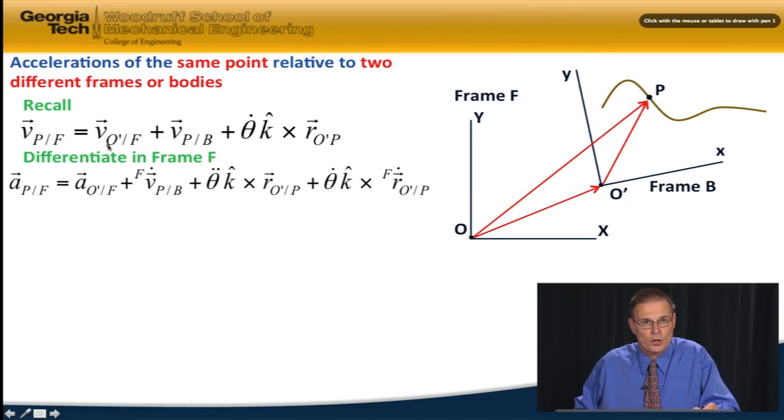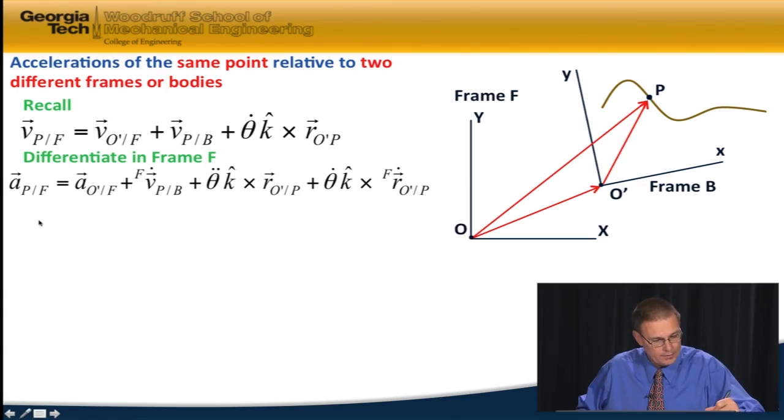The derivative of the origin of the moving frame, O prime, with respect to F is what we're going to call the absolute acceleration of the origin of the moving frame, O prime. When I take the derivative of P with respect to B, we've got to be more careful, because that's a vector expressed in the B frame, and we're taking the derivative in the F frame. Then we have, by the product rule, theta double dot K crossed with R from O prime to P, plus theta dot K crossed with this derivative of R O prime to P with respect to the F frame. All right, so let's continue on with that development.